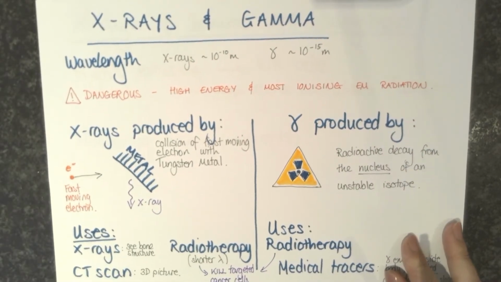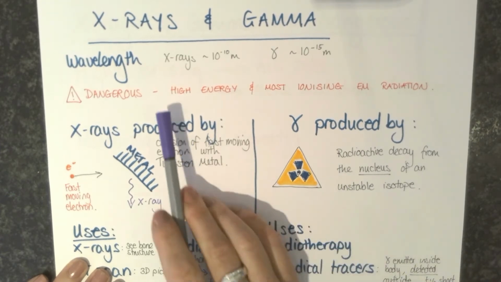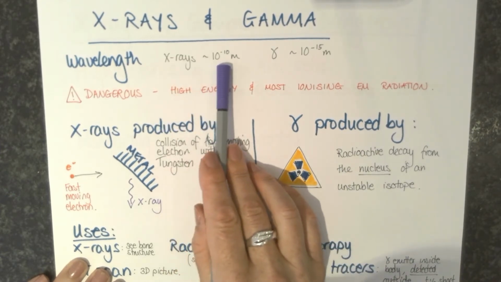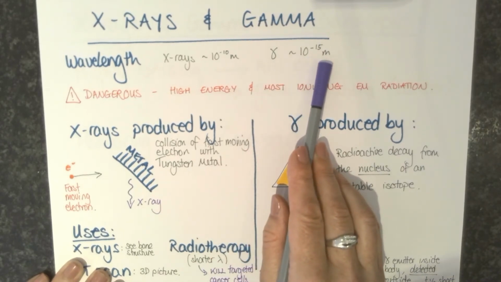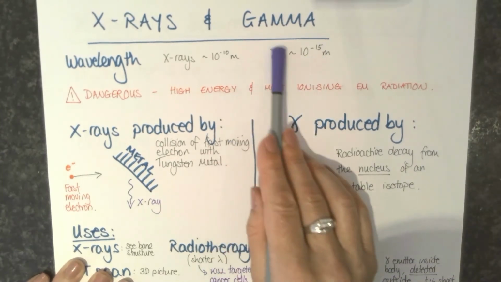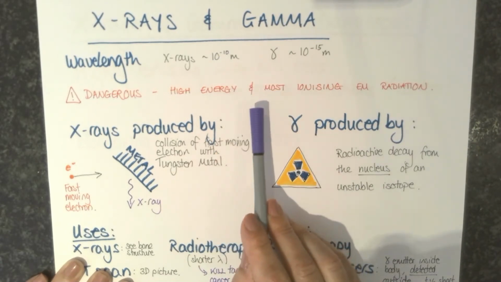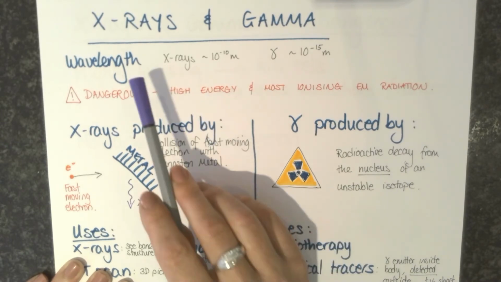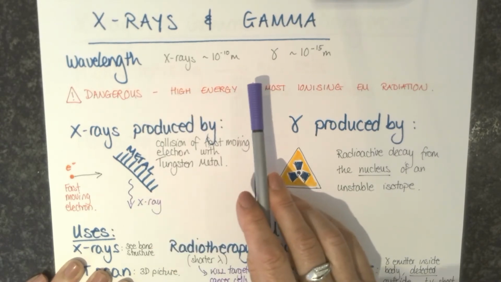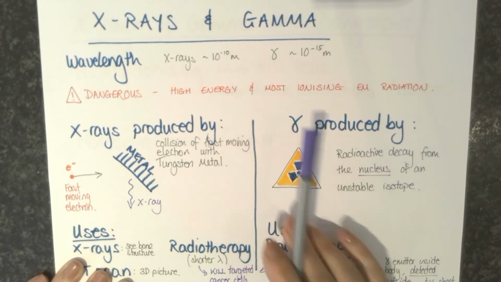X-rays and gamma rays are our final two in the electromagnetic spectrum. The wavelength of X-rays is about 10 to the minus 10 meters, and gammas are anything down to about 10 to the minus 15 meters. There's actually a blurry bit in the middle where there is some overlapping of X-rays and gamma rays. The reason that they've got different names but can have similar wavelengths is because they are produced in different ways, and we'll come on to that.